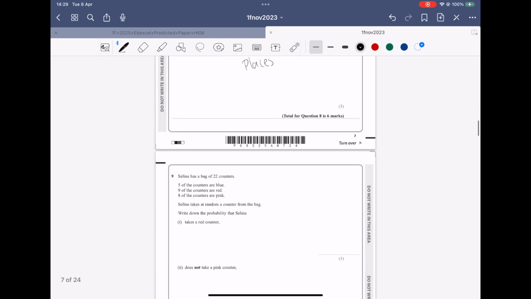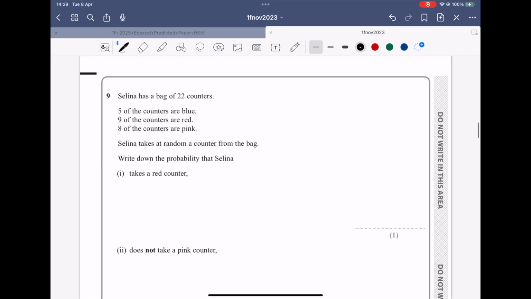Alright. Moving on, Selena's got a bag of 22 counters, 5 of blue, 9 of red and 8 pink. So key info, 5 of blue, 9 of red, 8 pink. Takes a random count from the bag. Probability she gets a red one. Well, there are 9 red ones out of, they've told us how many in total, there are 22.